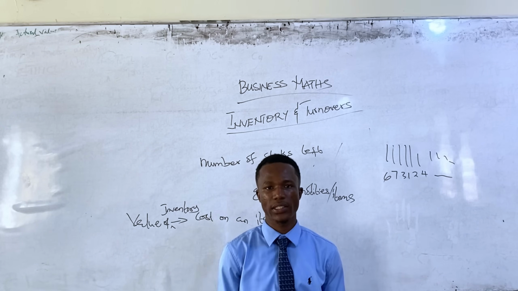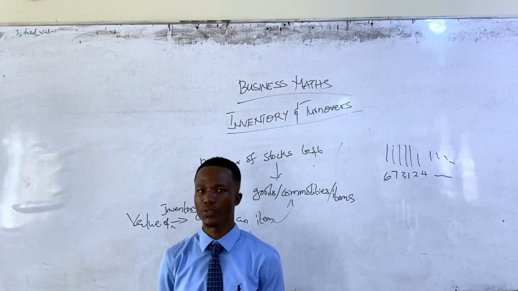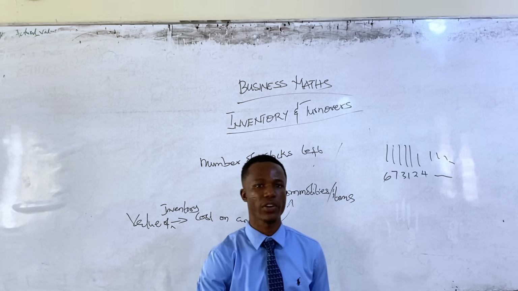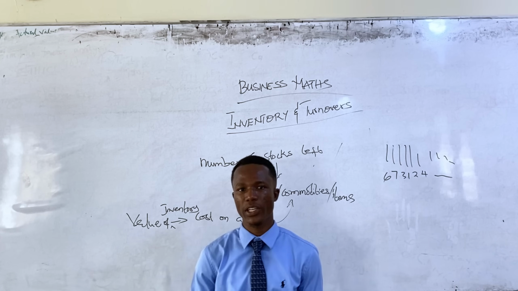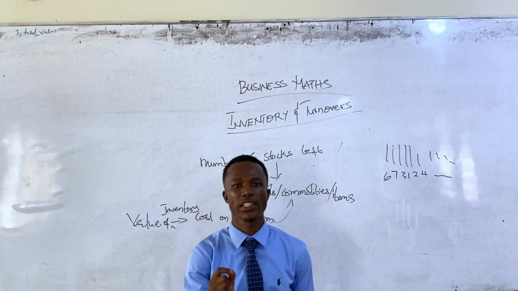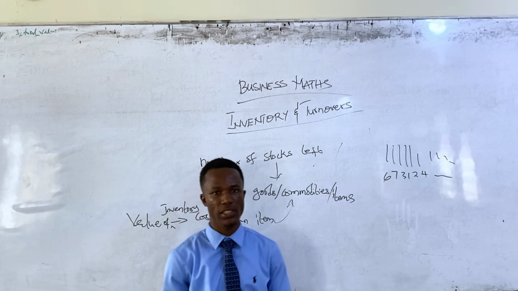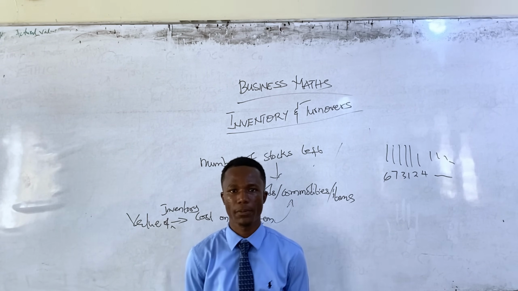Now, like I said, we have so many ways of calculating inventory. But the first one that we are going to look at is very simple. That is the specific identification method, SIM, right? So let me clean the board so that we get enough space to do our work.